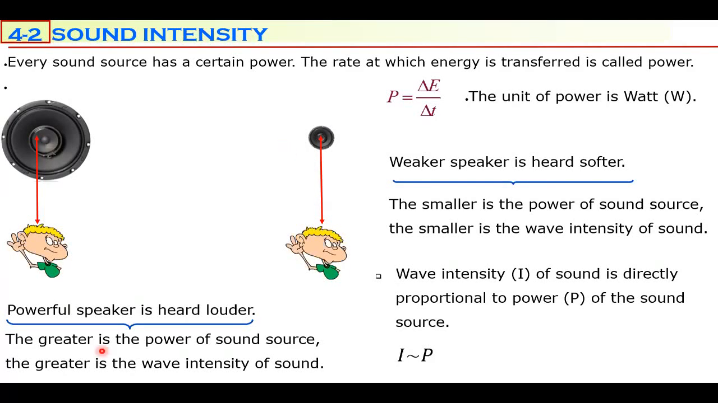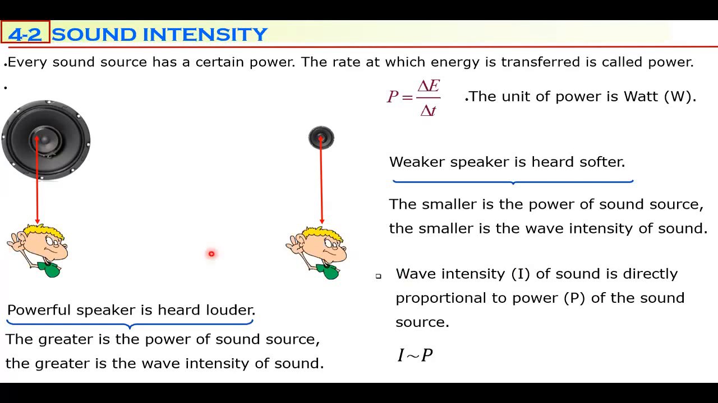The greater the power of the sound source, the greater the wave intensity of the sound heard. Here you hear a powerful, more intense sound; here a less intense sound. So a weaker speaker is heard softer. The smaller the power of the sound source, the smaller the wave intensity of the sound heard by the listener. So wave intensity, represented by I, of a sound is directly proportional to the power of the sound source. As power increases, wave intensity at a point increases.